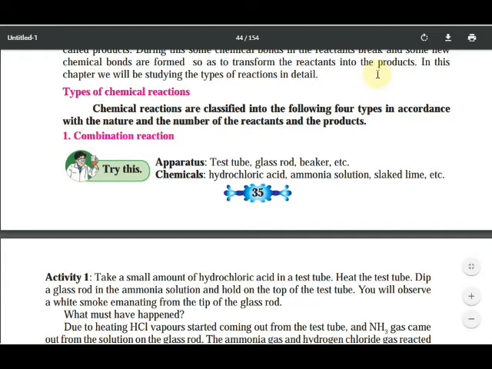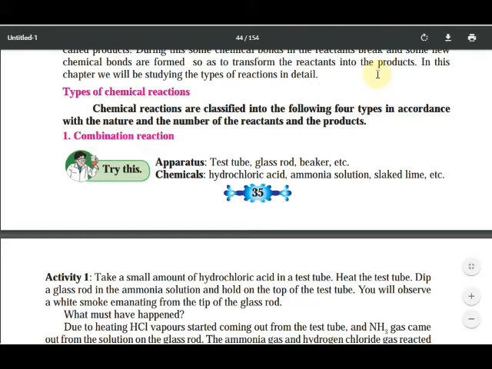A small amount of hydrochloric acid is added in the test tube. Heat the test tube. Dip a glass rod in the ammonia solution and hold the top of the test tube. You will observe that smoke is coming out at the tip of the glass rod. What must have happened? You might think that due to heating of HCl, vapor starts to come out. Yes or no? Vapor started to come out from the test tube, and ammonia gas, NH3 gas, came out from the solution on the glass rod.